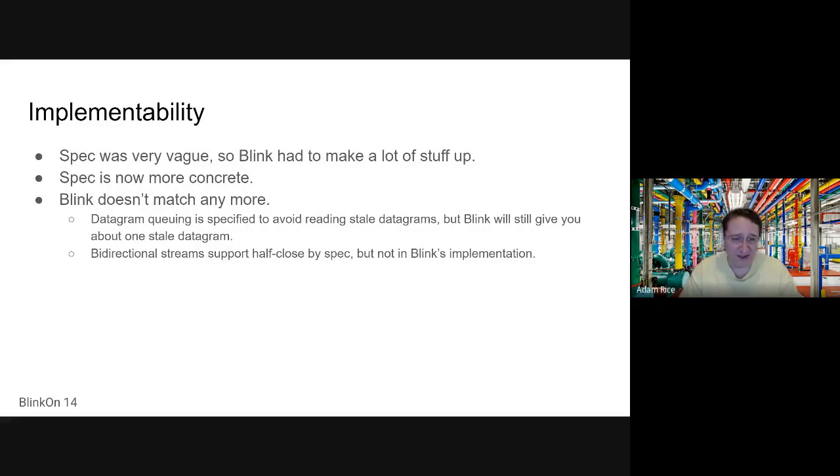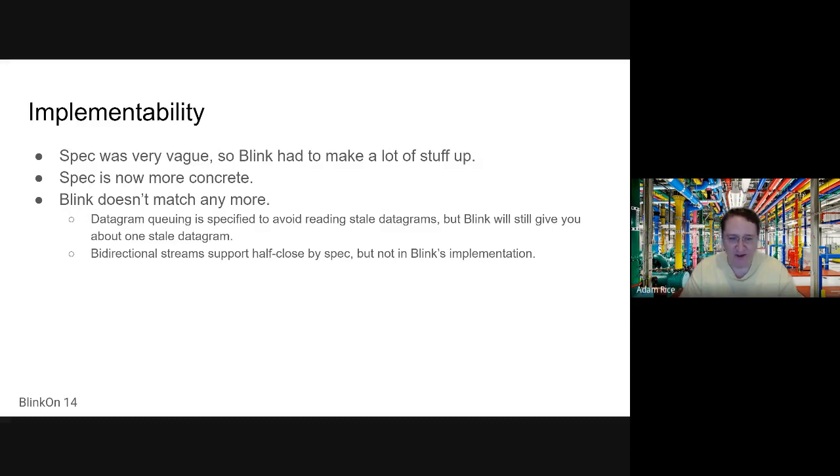Last year, the spec was very vague, and so in the implementation in Blink, we just made lots of stuff up that was not explicitly specified in the spec. The spec's now much more concrete, but that means that Blink doesn't actually match the spec in every detail anymore. An example of where the spec is more concrete is that datagram queuing is now specified so that if a datagram in the queue is too old, it will be dropped rather than leaving stale datagrams in the queue. But Blink's implementation has a queue of size 1, and it doesn't actually care how stale the datagrams are, so it would return even stale datagrams.